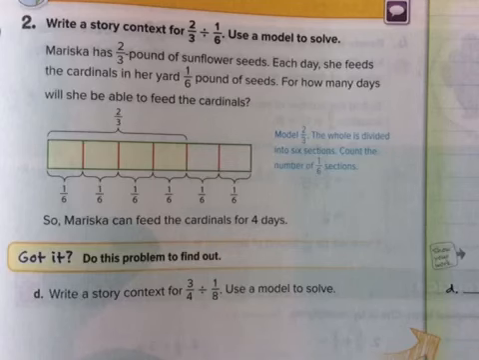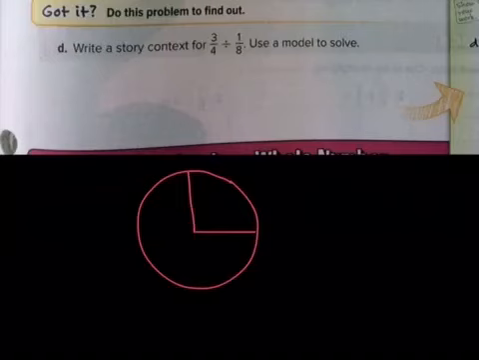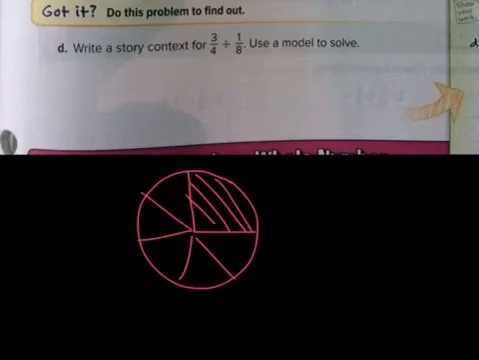For the sake of time, please take a look at example 2 on your own. Let's skip to D in example 2, where we are being asked to write a story context for 3/4 divided by 1/8. Use a model to solve it. I don't know about you guys, but I'm thinking about pizza. So we bought an entire pizza and 1/4 of it is missing. Okay? So then here are our other slices with some pepperoni and toppings. But now I need to divide that into 8s, into 1/8, because there's 8 of us that still want to eat the 3/4 of the pizza left.